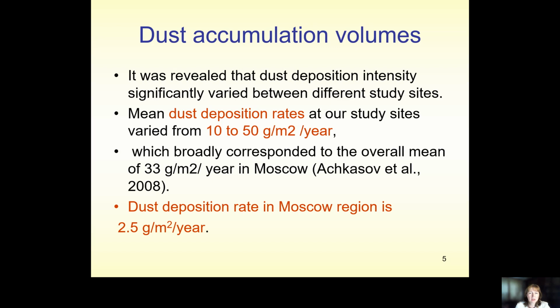It was revealed that dust deposition intensity significantly varied between different study areas. Mean dust deposition rates at our study sites varied from 10 to 50 grams per square meter per year. This broadly corresponded to the overall mean in Moscow, 33 grams per square meter per year. Dust deposition rate in Moscow region is 2.5 grams per square meter per year.